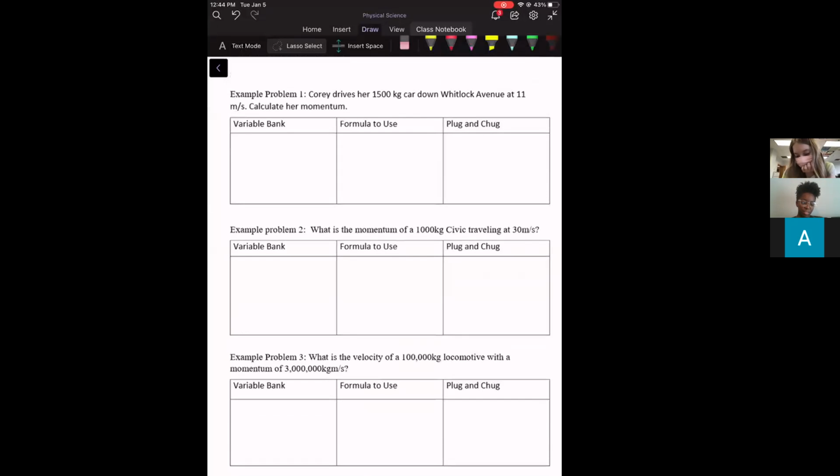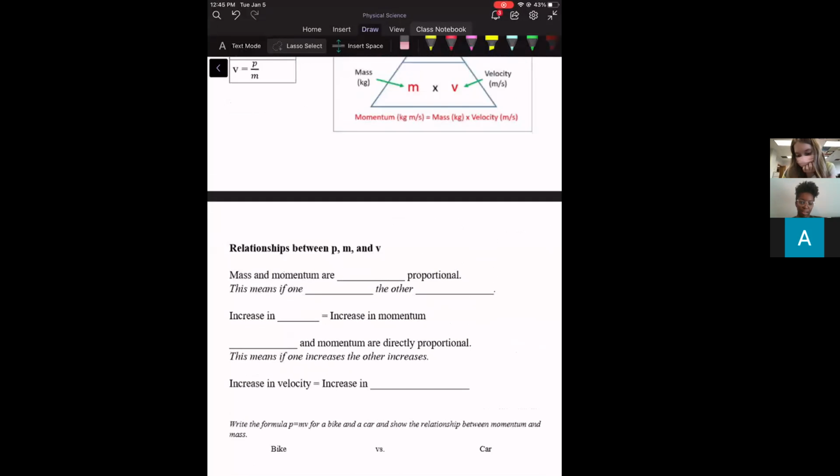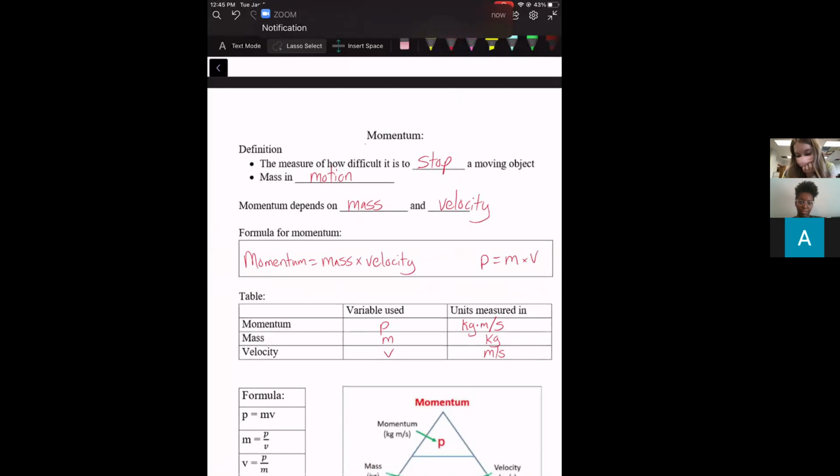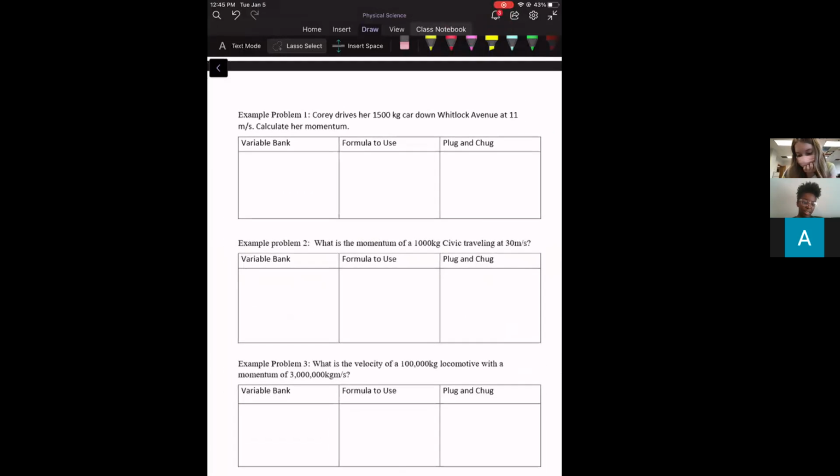Here we go. All right, so this is the same problem. I'm on the notes right now, so I was filling in notes here. If we do these practice problems, let's do maybe these three. All right, so variable bank. We have a couple of different variables. We have P, M, and V. Corey drives her 1,500 kilogram car down Whitlock Avenue at 11 meters per second, and it says calculate her momentum.